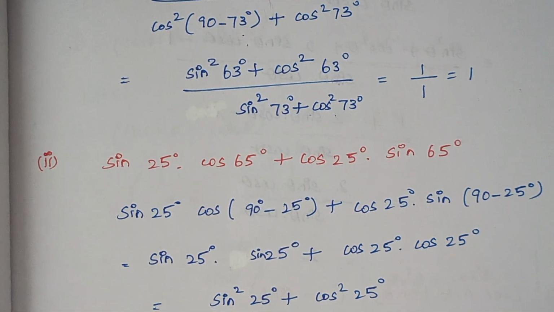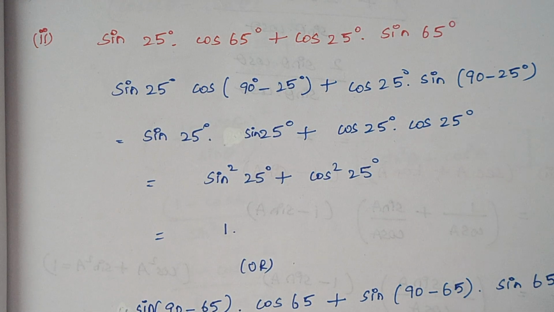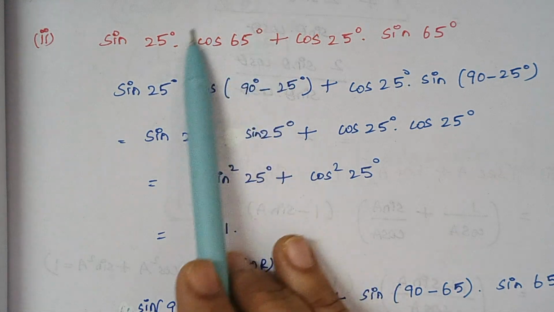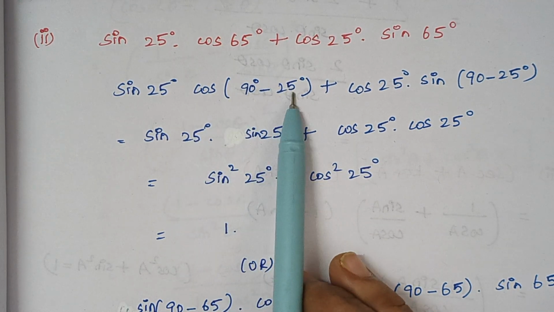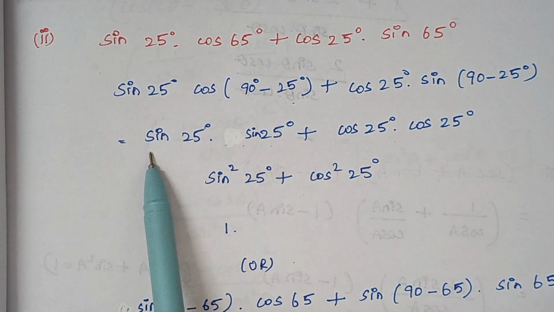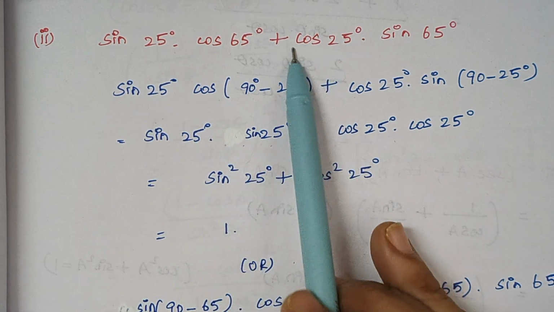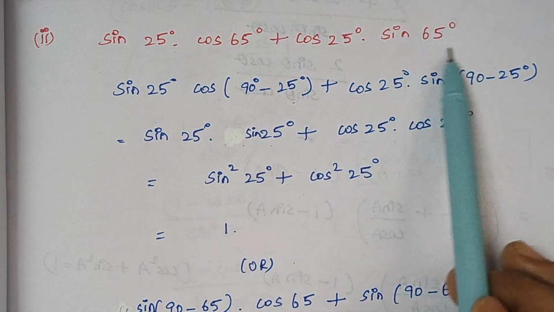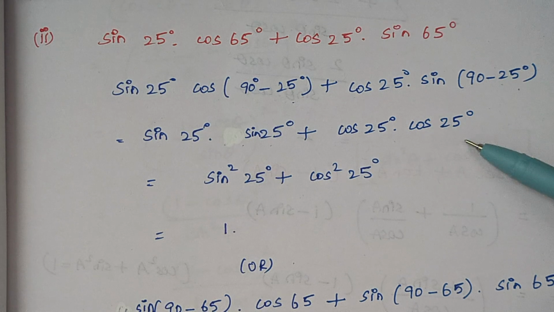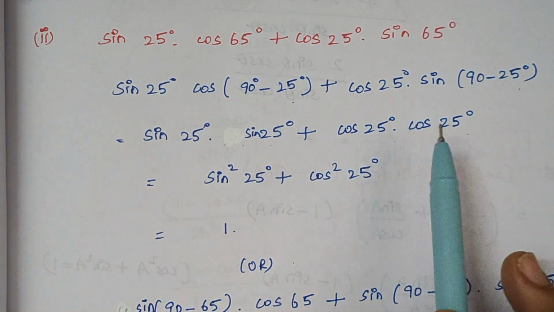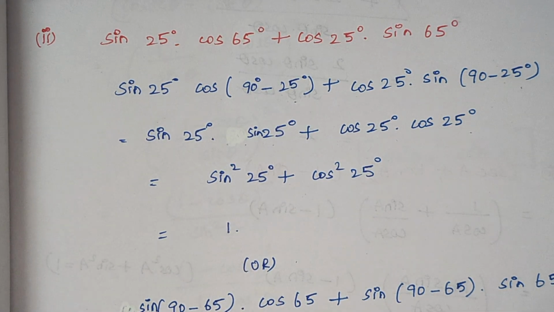Now the second part of the third problem: sin 25 into cos 65 plus cos 25 into sin 65. Here also the same thing. We keep the sin term here, and I write cos 65 as cos 90 minus 25. So cos 90 minus theta is nothing but sin theta. Here the value of theta is 25, and sin 25 remains as such. So sin 25 into sin 25 becomes sin square 25. Now we look at this part. Cos 25 is written as such, and sin 65 can be written as sin 90 minus 25. 90 minus 25 gives you 65. And again sin 90 minus theta is cos theta. Therefore here it is cos 25, and cos 25 into cos 25 gives you cos square 25. So sin square theta plus cos square theta gives you the answer 1.